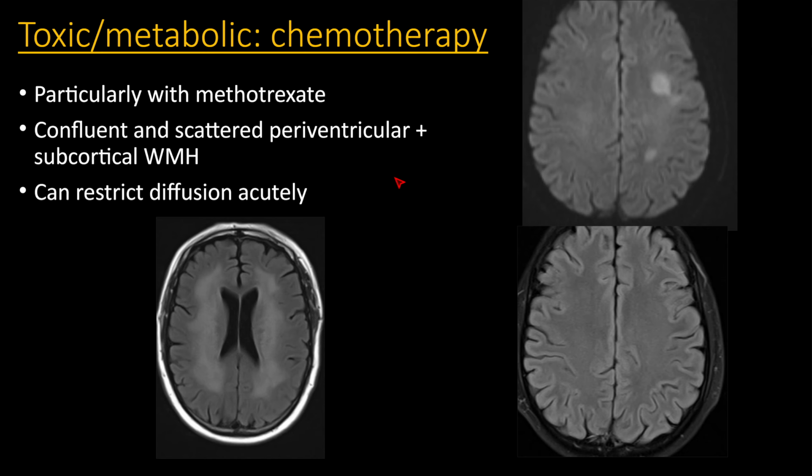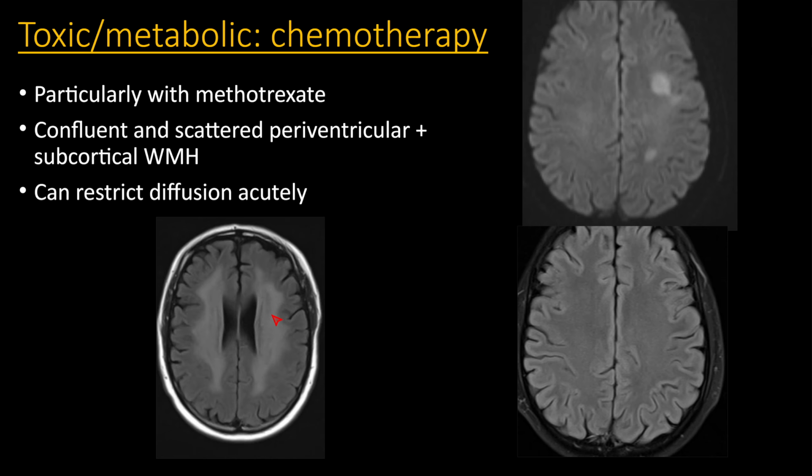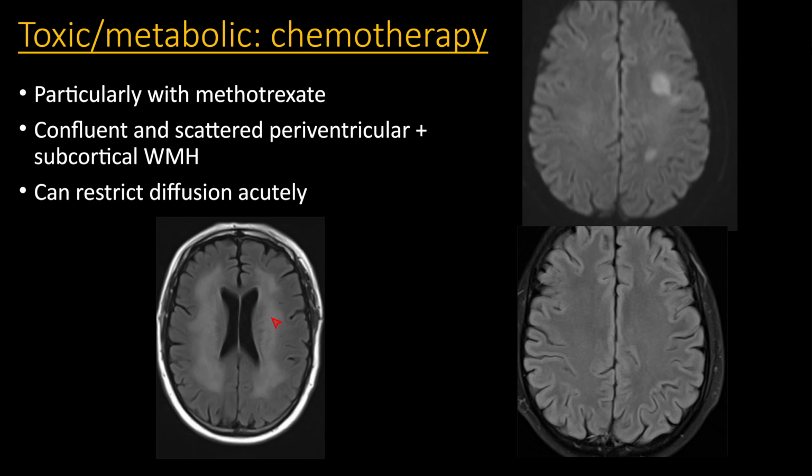Right. Next, we'll talk about chemotherapy-related toxic metabolic changes in the brain. Classically, a lot of times you talk about chemotherapy-related white matter changes with methotrexate, but it can be with a lot of chemotherapies. Typically, you have, again, confluent or scattered periventricular and subcortical white matter hyperintensities. And in the acute setting, these actually can restrict diffusion, and in fact, they can show up best on diffusion images.